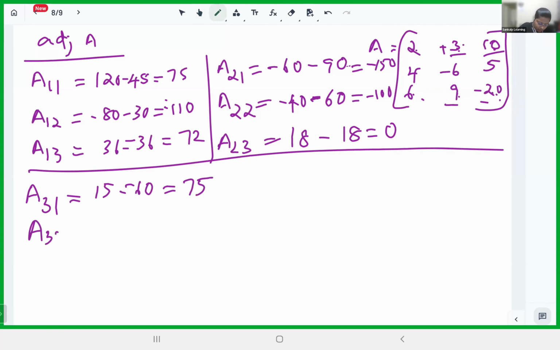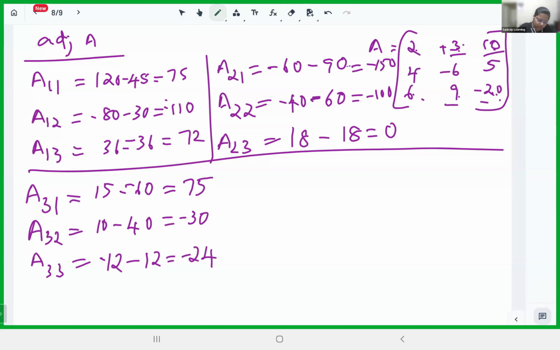Now what is A32? A32 means it is third row and second column. So 2 into 5 is 10, minus 4 into 10 is 40. That is 10 minus 40, that is equal to minus 30. And what is A33? A33 means third row and third column is deleted. So 2 into minus 6 is minus 12. Minus 4 into 3 is 12. So that is equal to minus 24.